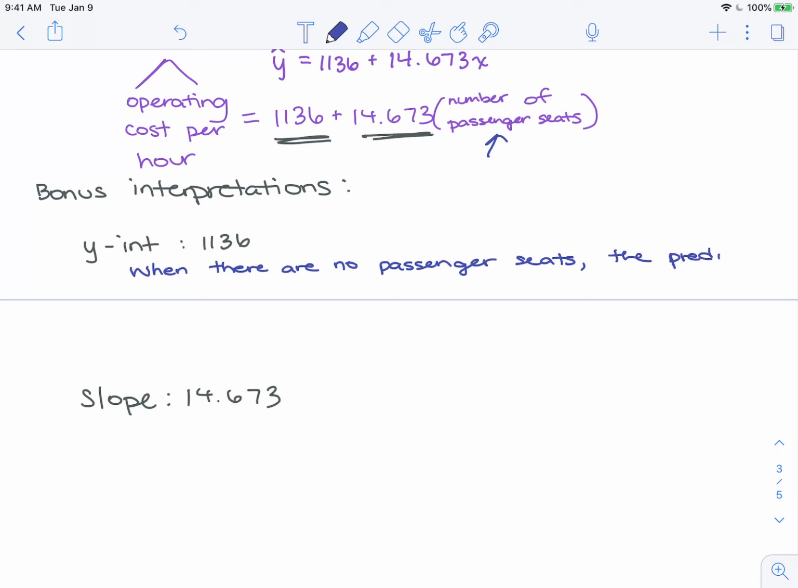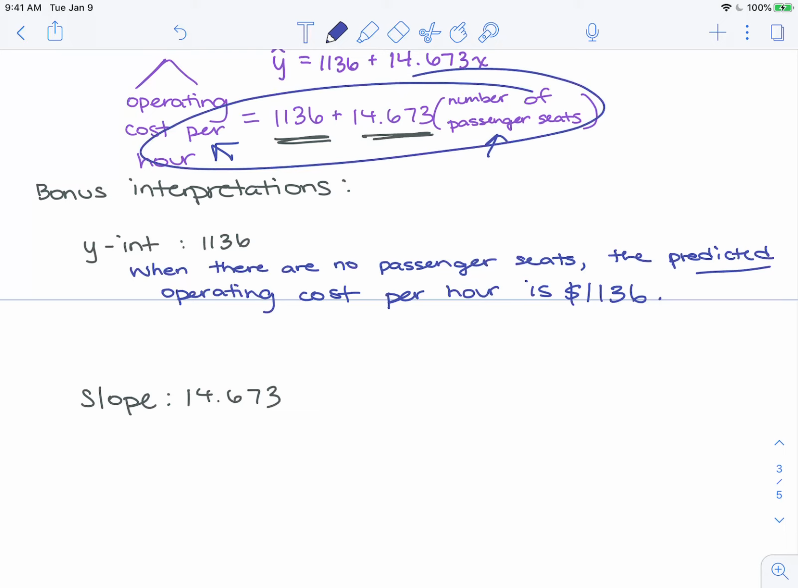Okay, now the word that is so important, the predicted y context. So the y context is operating cost per hour. So the predicted operating cost per hour is 1136. Makes sense, right? If you plugged in 0 to this equation up here, this would cancel out and you would be left with that. So when there is 0 seats, you still have an operating cost to run this plane, which is $1,000. Okay, let's do the slope.